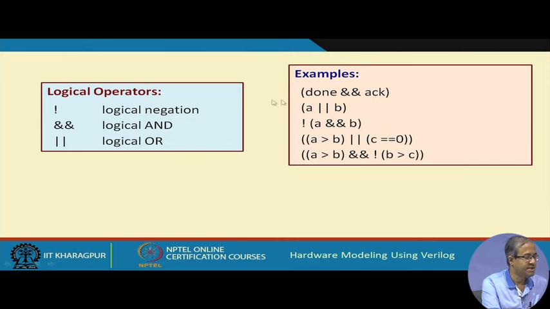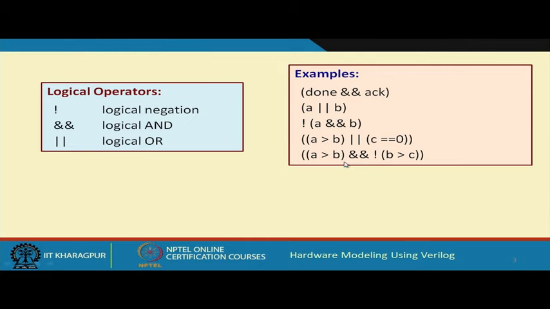These operators are used in some conditionals. Here I have not shown the complete examples, I have only shown the logical expressions, but actually you will be using this in some kind of control constructs, like an if then else statement. You are aware of if then else kind of statements. So, when I specify a condition in an if statement, I can use this kind of logical operators in that condition expression. Okay. Some examples of condition expressions are shown here: done and ack. Here it is assumed that done and ack are both logical expressions or values, true or false, and you are defining the logical AND.